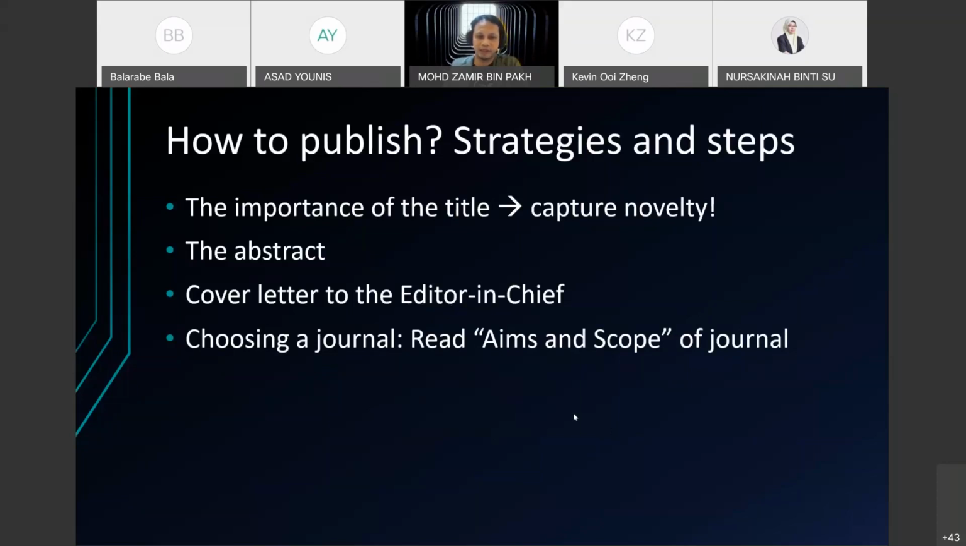Choosing the right journals is equally important. You need to read aims and scopes, or else you will be rejected due to editorial reason, because you don't fit in the first place. So you need to read the aims and scope before your submission. In fact, before you plan your experimental design. I'm going to come to that.